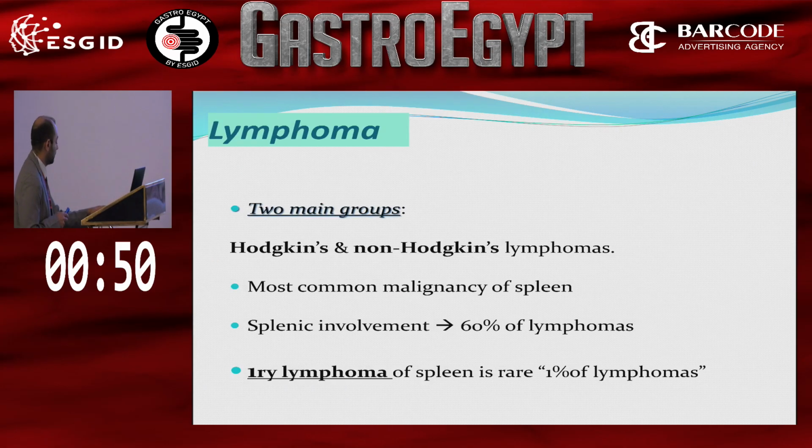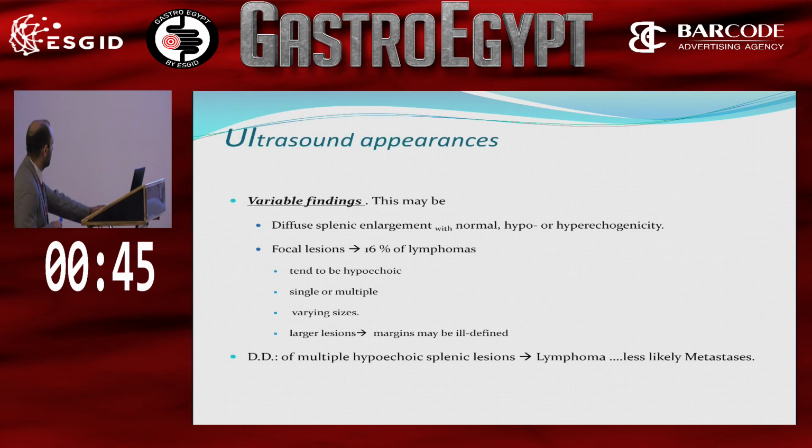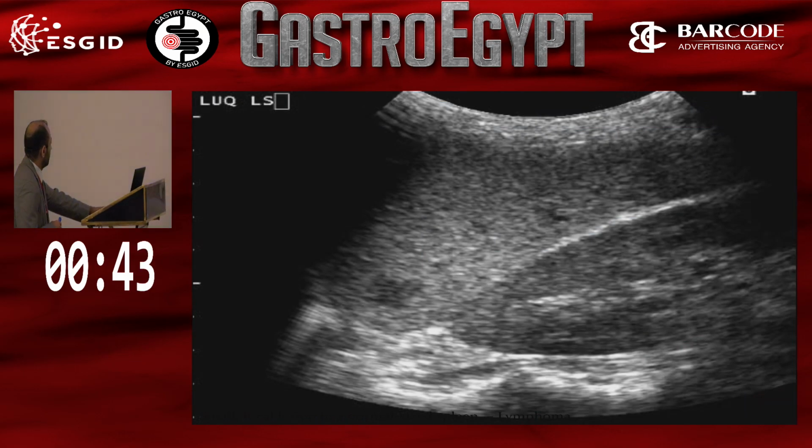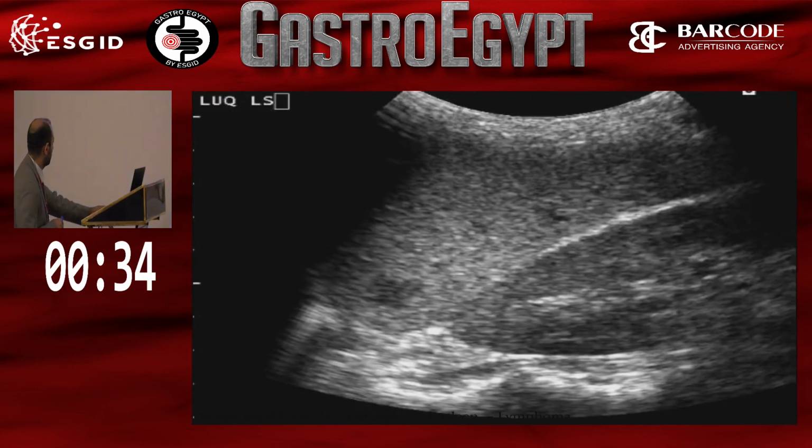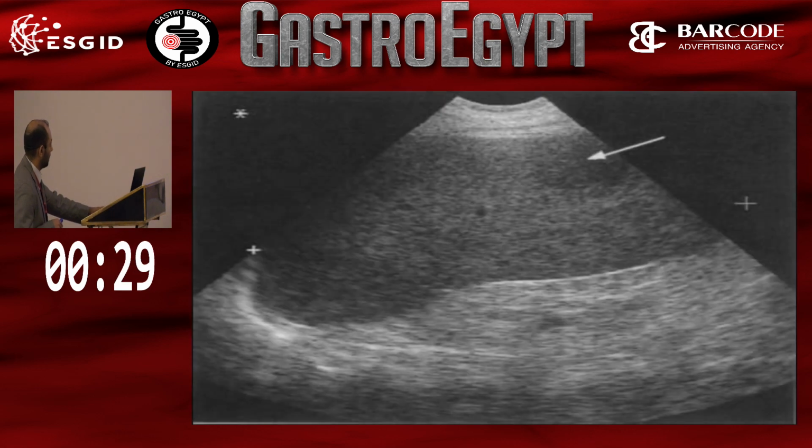Malignant lesion in the spleen, most commonly lymphoma. It may be diffuse, with diffuse splenomegaly. It may be focal, single or multiple, of varying size. I have here a small hypoechoic focal lesion. As I said for the renal, if I see a mass it may be renal cell carcinoma. Also in the spleen, if I say hypoechoic lesion, it is probably malignant. I have to exclude it.